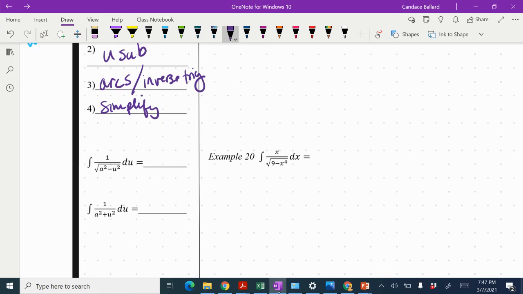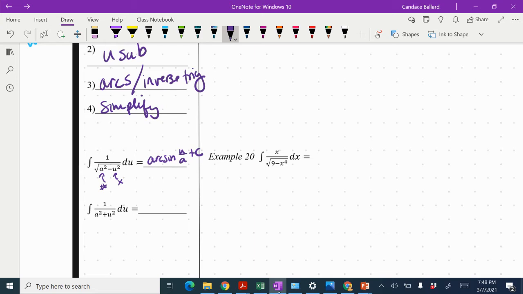So when we see 1 over the square root of a squared minus u squared, remember u is representing like an x and a is representing a number. That's the integral for arc sine. So it's arc sine of u over a plus c.